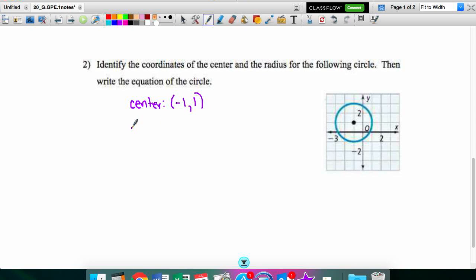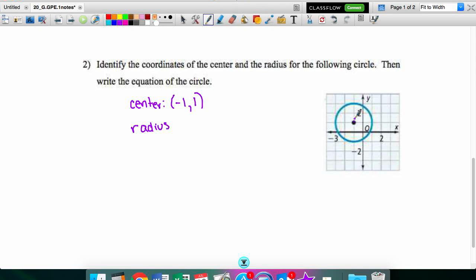Next, we'll find the radius. To find the radius of a graph, we typically will count up, down, right, or left from the center. Notice that we always count horizontally or vertical. The reason why we try to count horizontally and vertical is because we can just literally count the blocks and we don't have to do some more complicated math that we're going to have to do in another problem. So from here, we're just going to count up or down or right or left.